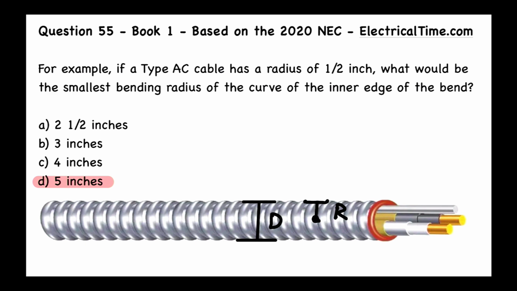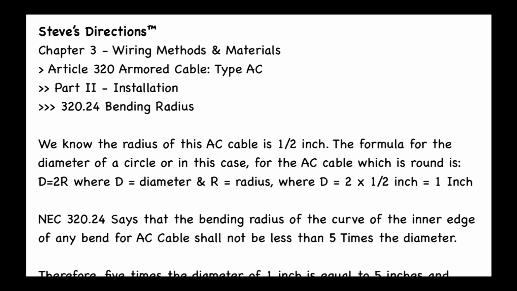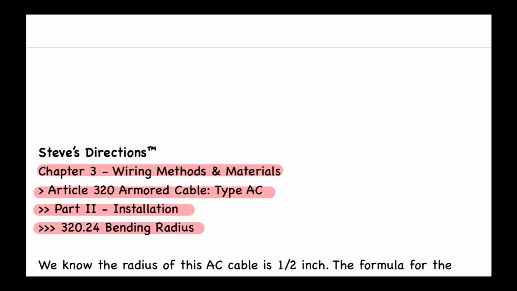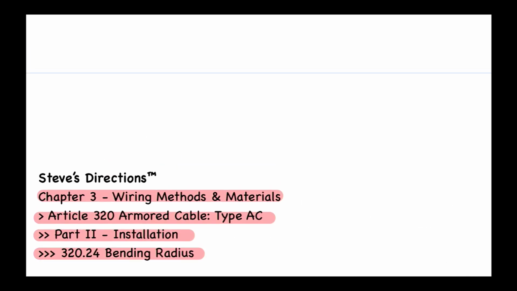All right, so let's look in our code book and see what we got here. We've identified that this is going to be Article 320, armored cable, called type AC, and that's within Chapter 3, Wiring Methods and Materials. Then we look at Part 2, which is called Installation. And then we find 320.24, called Bending Radius. And what is the bending radius? Here's what it is for type AC cable.